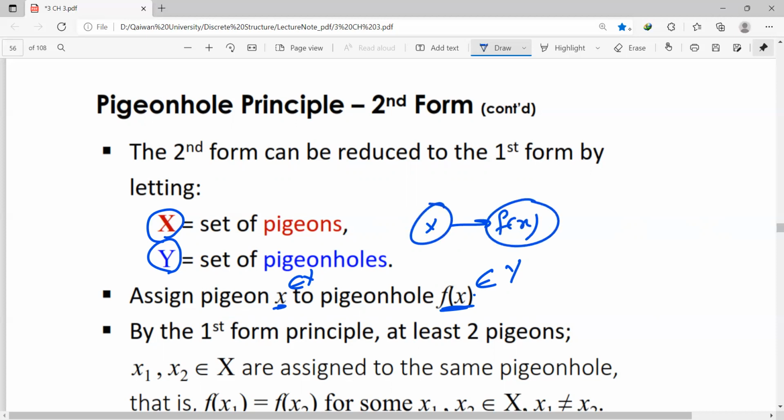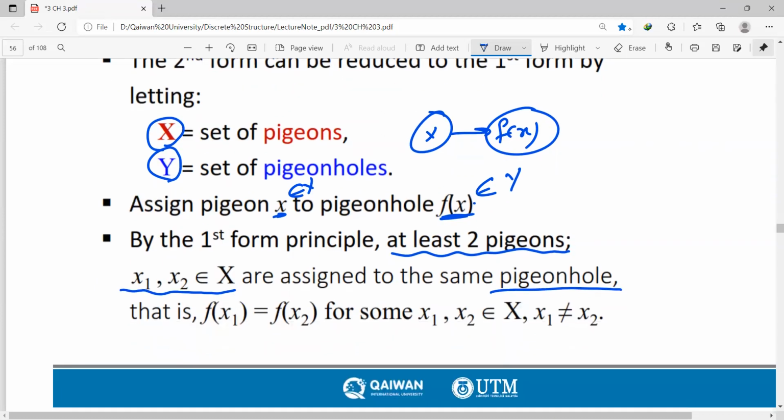By the first form of the pigeonhole principle, at least 2 pigeons, let's say x1 and x2 in X, are assigned to the same pigeonhole. That's f of x1 equals f of x2 for some different x1 and x2.